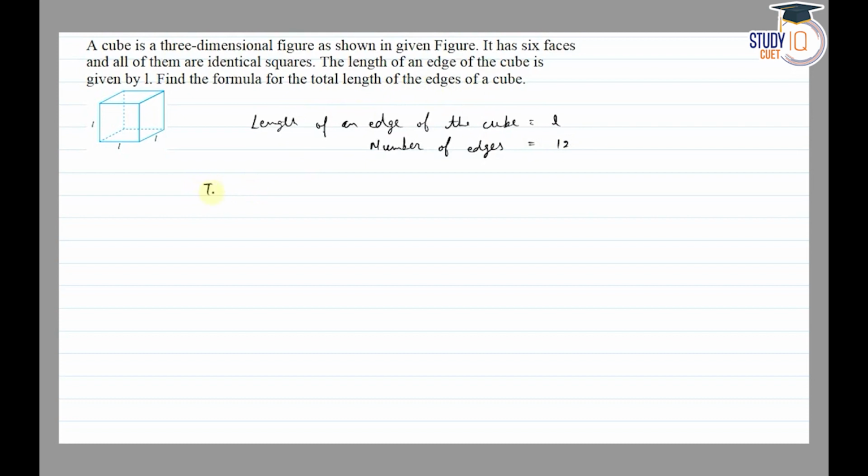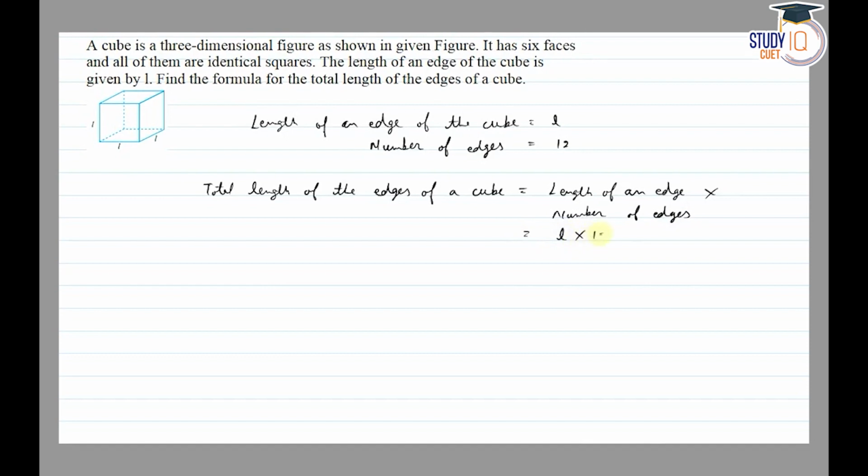So total length of the edges of a cube is equal to length of an edge into number of edges. So length हमें given है L and number of edges हमें पता है 12 होते हैं. So ये जाएगी हमारे पास 12L.